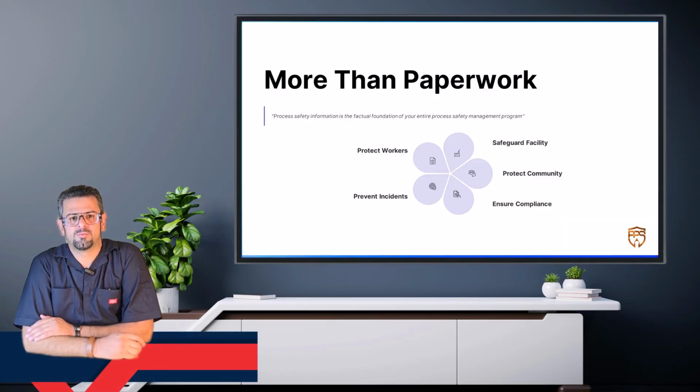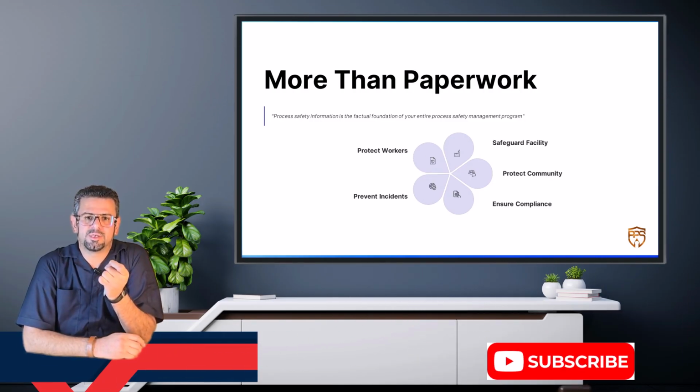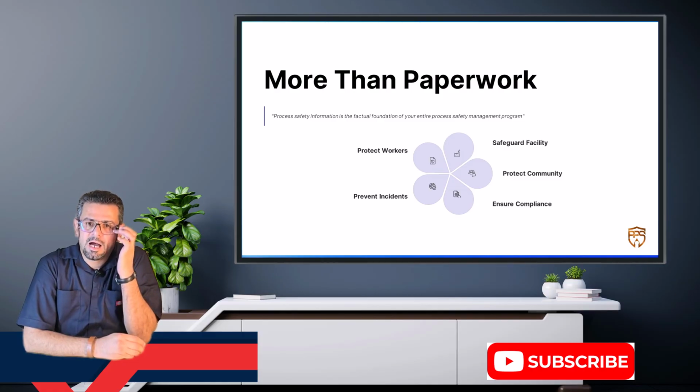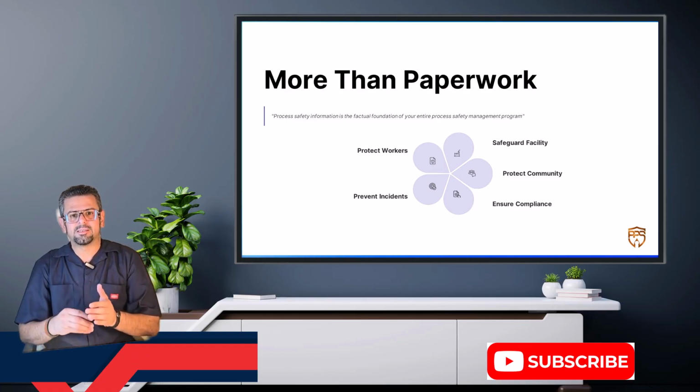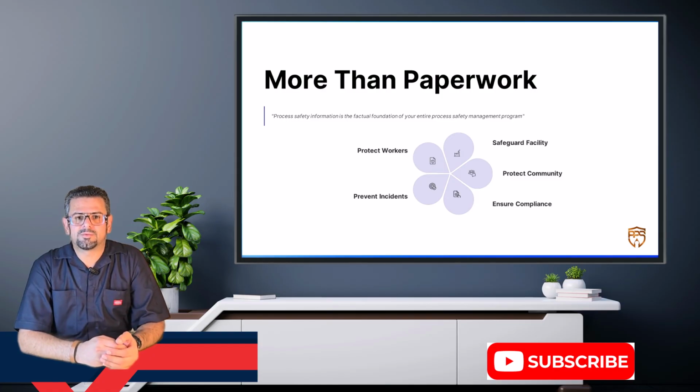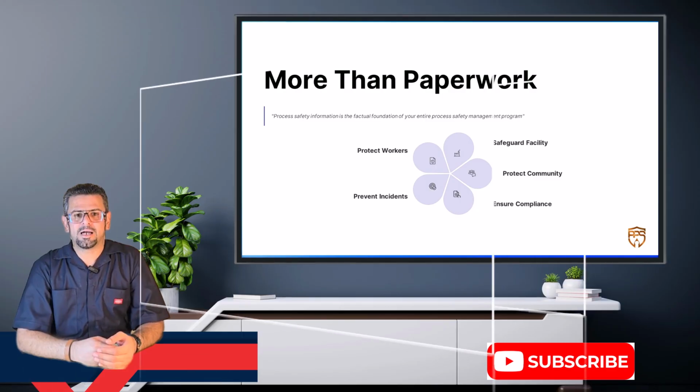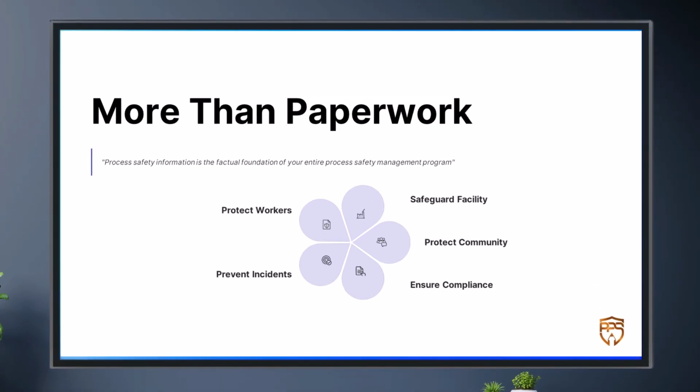Process safety information is more than paperwork. It's the factual foundation of your entire process safety management program. OSHA requires a compilation of written information on the hazards of chemicals, the technology of the processes, and the equipment in the process, and emphasizes that this information must be complete, accurate, and readily available. Compiling and maintaining PSI helps you design safer systems, conduct thorough hazard analysis, write effective operating procedures, and train personnel.